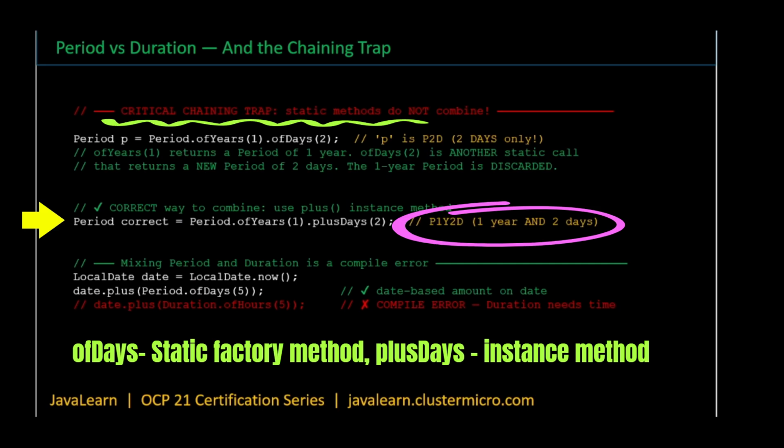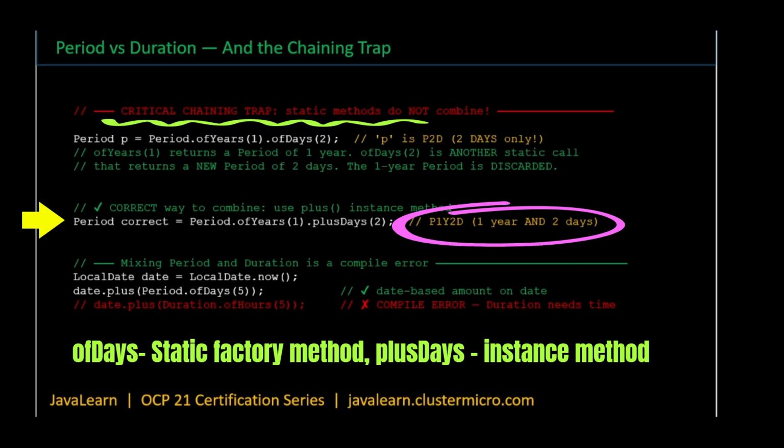So the difference between ofDays and plusDays is the difference between a static factory method and an instance method. ofDays creates a new period from scratch, ignoring whatever was there before the dot, and plusDays adds to the existing period. This is the rule to remember word for word.